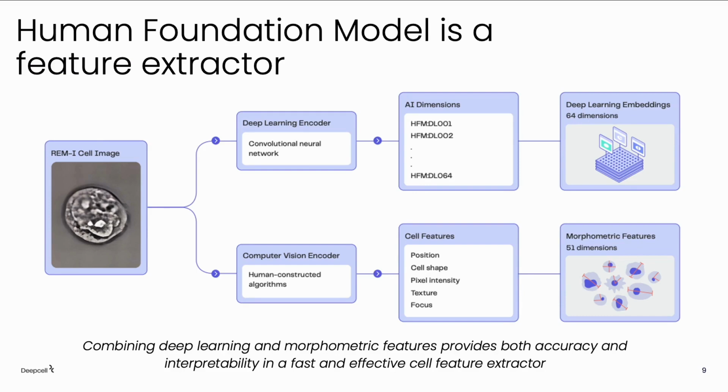As I mentioned, one of the reasons the Deepcell HFM is so unique is that it combines both deep learning and morphometric features, providing both accuracy and interpretability. The HFM's 115 combined embedding dimensions include 64 deep learning-derived embeddings and 51 computer vision-derived morphometrics. Now let's talk about the distinction between these two encoders a little bit more.